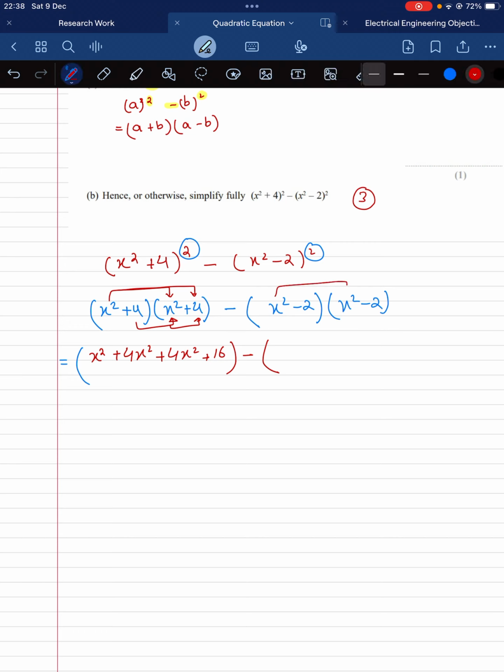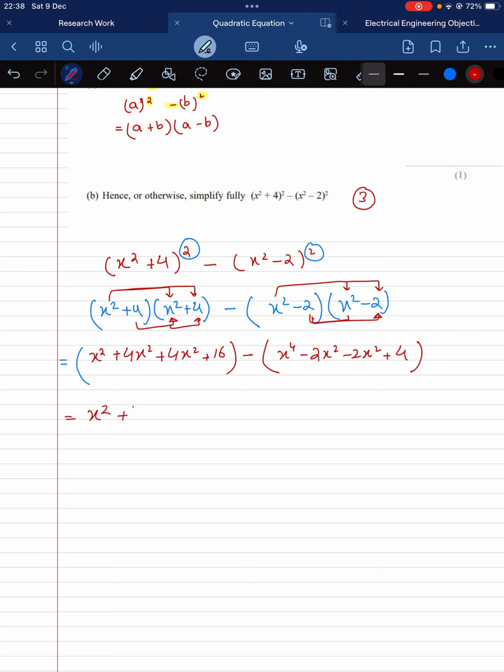Now x² will multiply with x², you will get x⁴. x² with minus 2, you will get minus 2x². And the same way, minus 2 with x², minus 2x². Now minus 2 with minus 2, minus minus is plus, and 2 times 2 is plus 4. Now we can open the bracket.